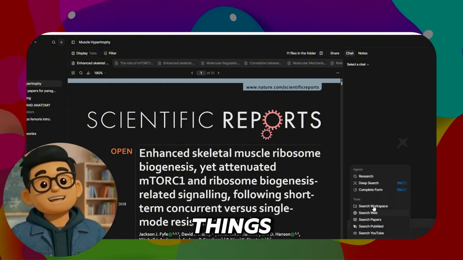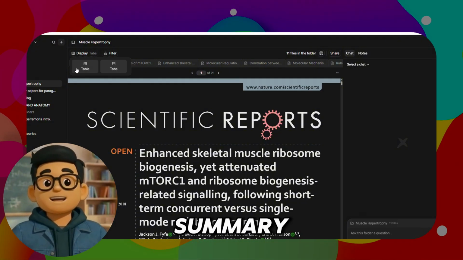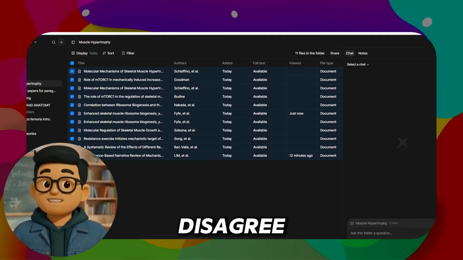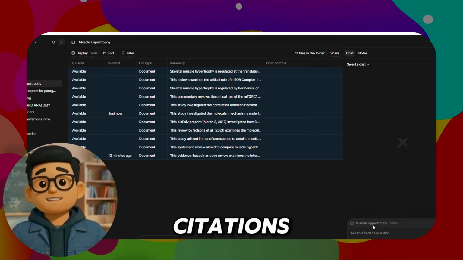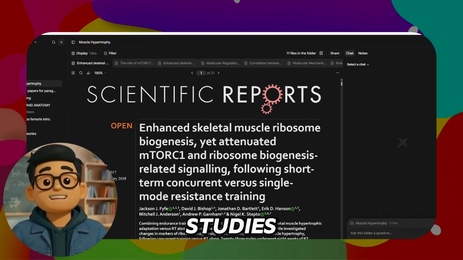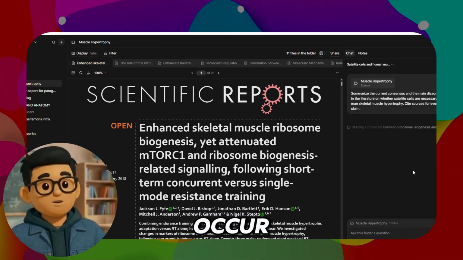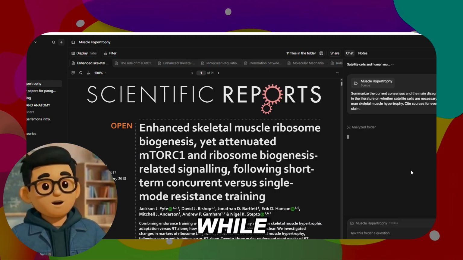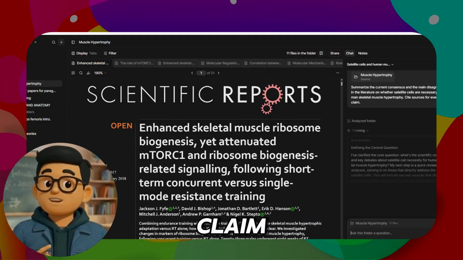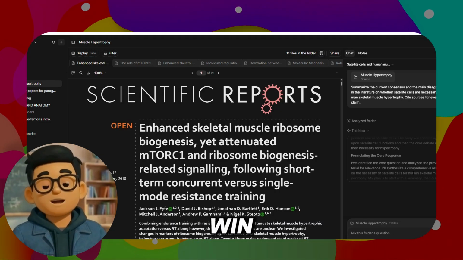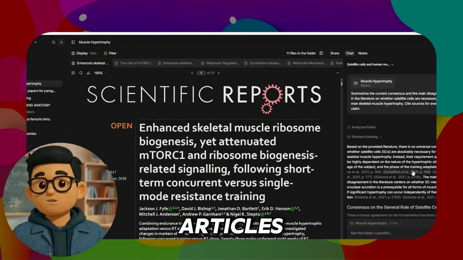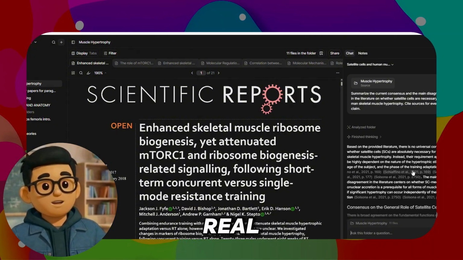Now I'm looking for 2 things at once, a clear consensus summary and a structured map of where papers disagree, tied to specific citations. If it can show me that some human studies suggest hypertrophy can still occur when satellite cells are limited, while others show blunted growth, and link each claim to specific papers, that's a huge win. It means I don't have to read 20 articles blindly just to find out where the real argument lives.